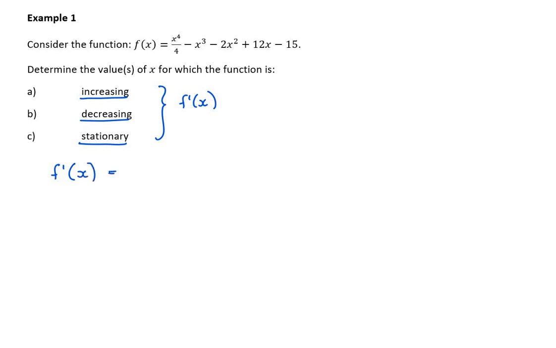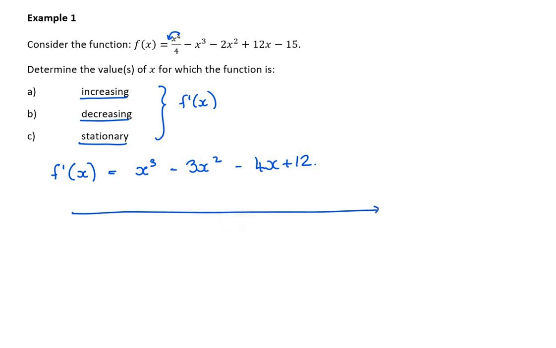If I differentiate, I bring down my 4, but it cancels. So bring down the 4, but it cancels. Minus 3x squared minus 4x plus 12. Now, all of this is going to depend on the sign of the gradient. So I'm going to draw myself a number line.